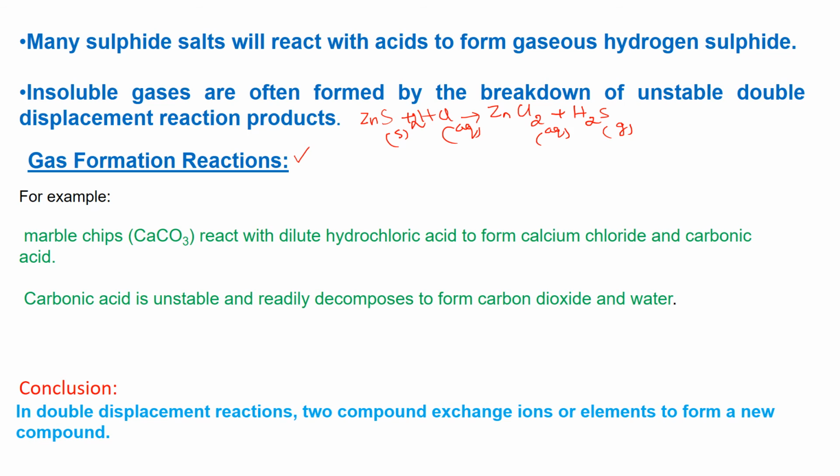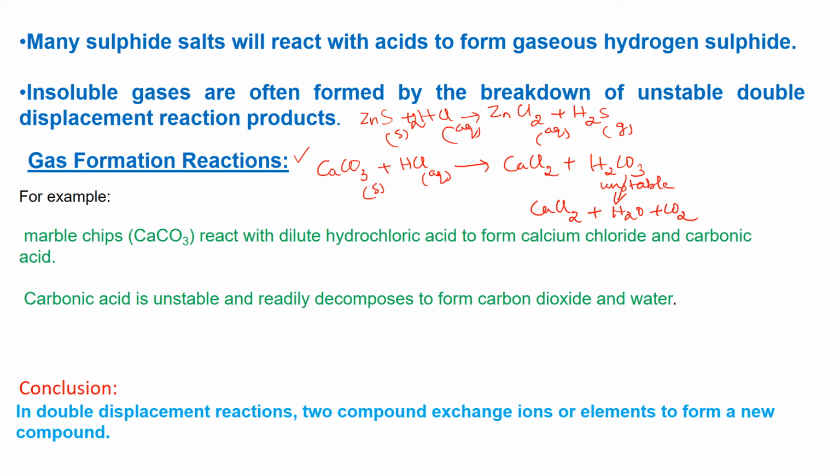Now one more example you can understand, that is calcium carbonate. Calcium carbonate, which is also called marble chip, combines with dilute hydrochloric acid, which is an aqueous solution. Calcium carbonate is a solid, to form calcium chloride and carbonic acid. This carbonic acid is unstable. So it further decomposes to form water and carbon dioxide. So what is the final reaction? Calcium chloride, water and carbon dioxide are formed.